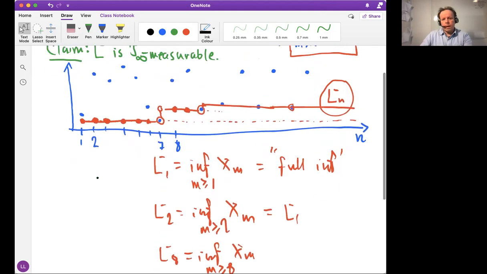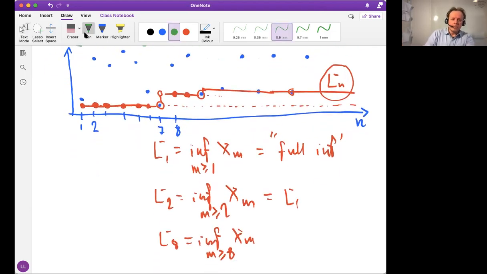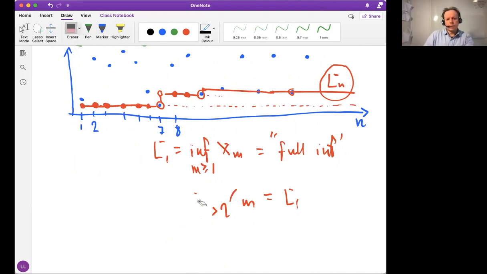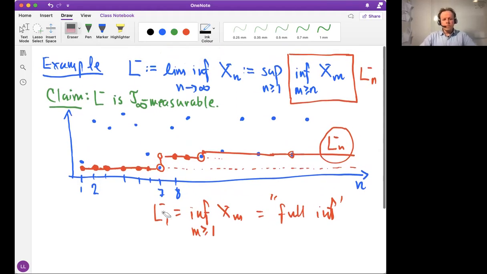And how to understand why this is true? Technically, it's not difficult actually. The most difficult thing is to recall the definition of what this liminf means. But with this red ink, I think we have a picture of this.